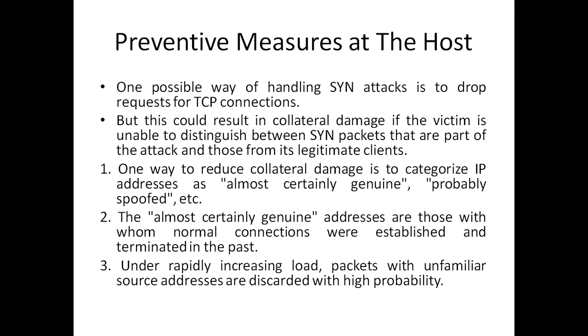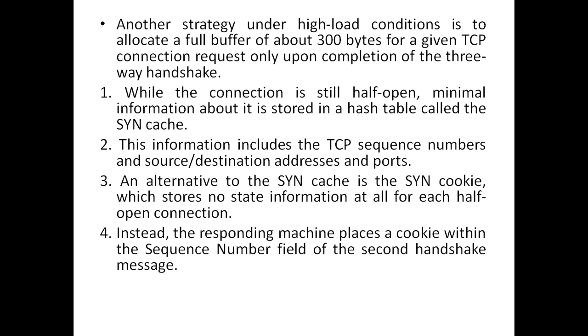So one way to reduce collateral damage is to categorize IP addresses as almost certainly genuine, probably spoofed, etc. The almost certainly genuine addresses are those with whom normal connections were established and terminated in the past. Under rapidly increasing load, packets with unfamiliar source IP addresses are discarded with high probability. Another strategy under high load conditions is to allocate a full buffer of about 300 bytes for a given TCP connection request only upon completion of a three-way handshake.